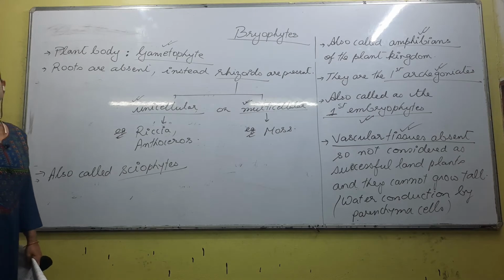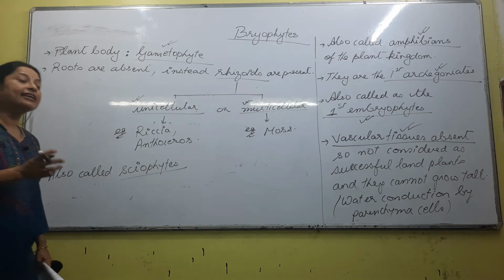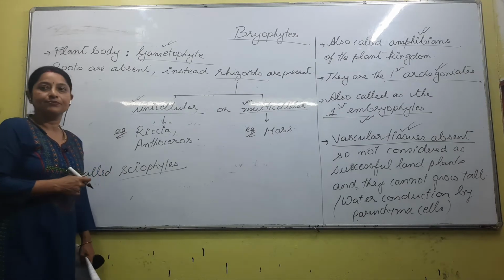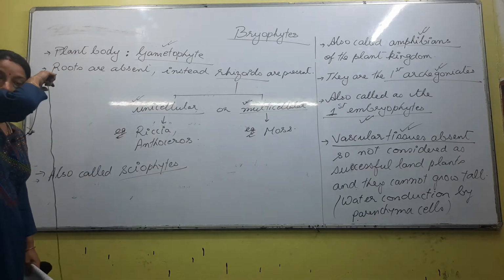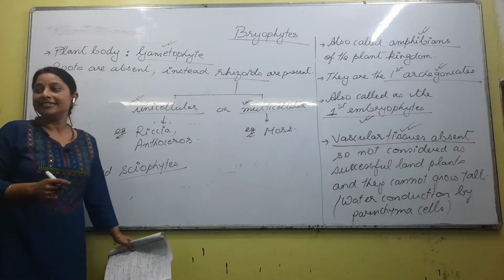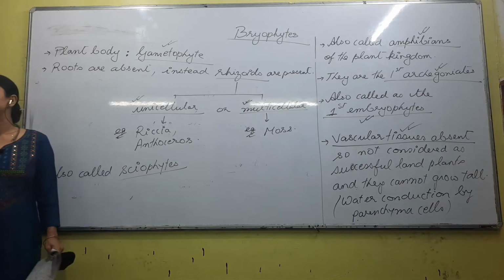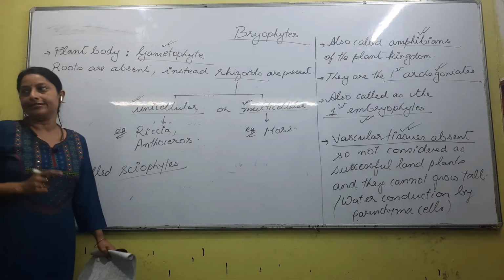Sciophytes mean shade loving plants. Sun loving plants are called heliophytes, right? So sciophyte or heliophyte: heliophyte, sun loving; sciophyte, shade loving.